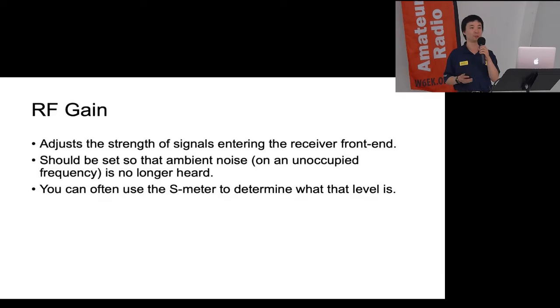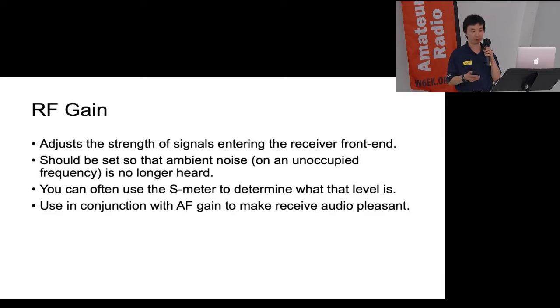Let's say on a particular band at a particular time, you have an S4 noise floor. You would start turning the RF gain knob down until your meter starts to deflect above the noise floor, and then start turning it up again until it reads just the noise floor. And yes, often you use that in conjunction with the volume to make receive audio sound pleasant.